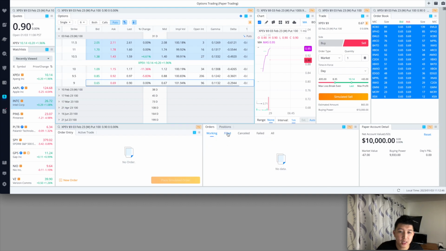And it got filled. I think the average fill was 0.67. Okay, it doesn't really matter. So it got filled at 0.67, basically $67.